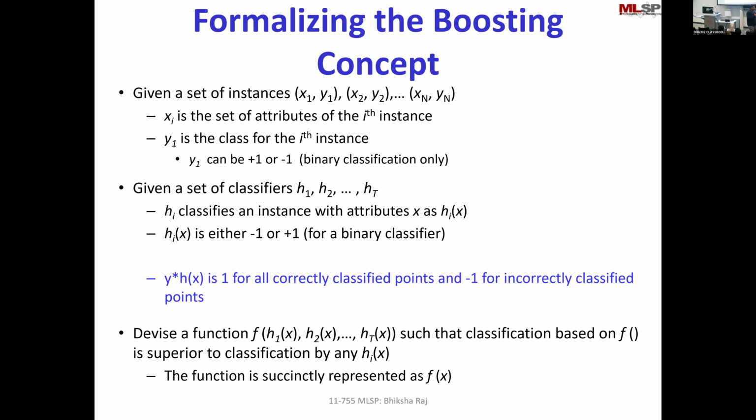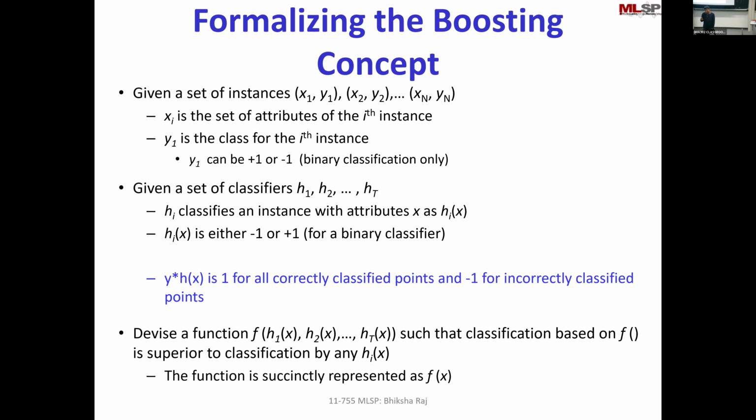Now, if the classifier outputs a +1 and the actual label is also +1, then the product of y and h of x is the product of two positive numbers, so it's going to be +1. Similarly, if the actual label is the negative class and the classifier calls it a negative class, then y is -1 and h of x is also -1, so the product is going to be +1 again. So anytime the classifier is correct, y times h of x is going to be +1. This I want you guys to remember because this notation comes back.